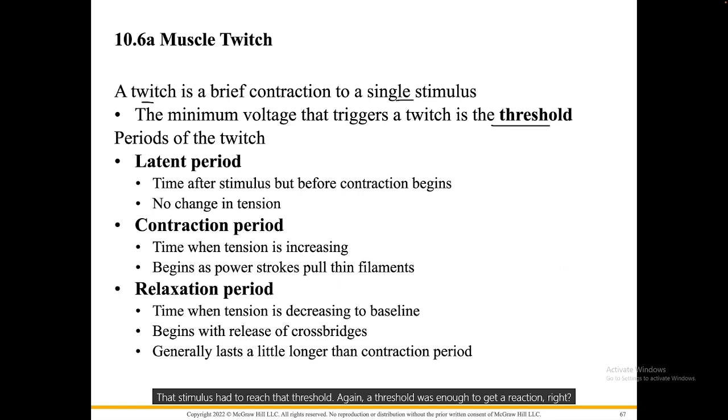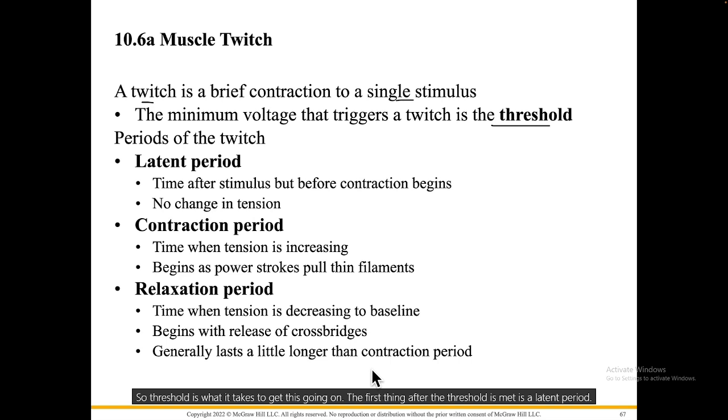Again, a threshold was enough to get a reaction, right? If somebody bumps your chair once, it's below your threshold. If there's somebody next to you, especially a stranger maybe that you don't know, and they're kicking your chair like this, at some point you're going to reach your threshold and cause a reaction, right? So threshold is what it takes to get this going on.